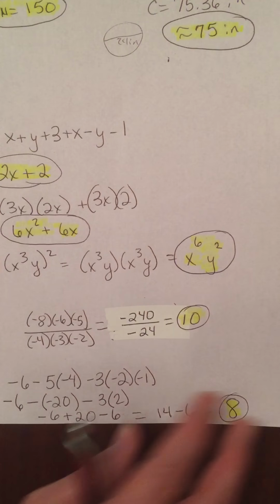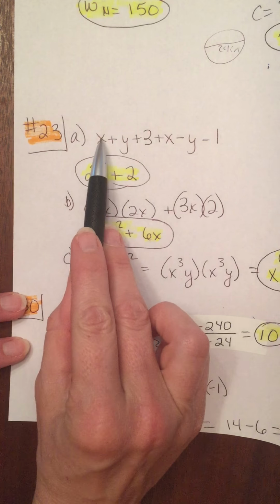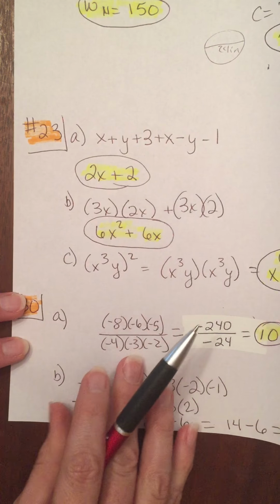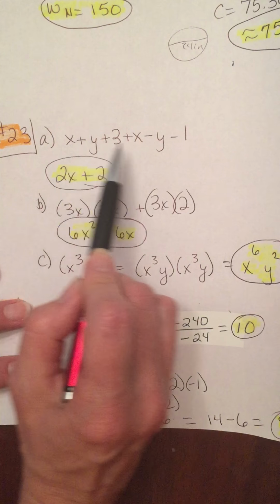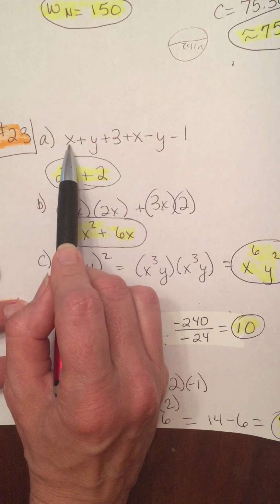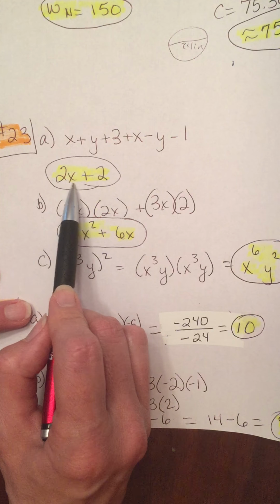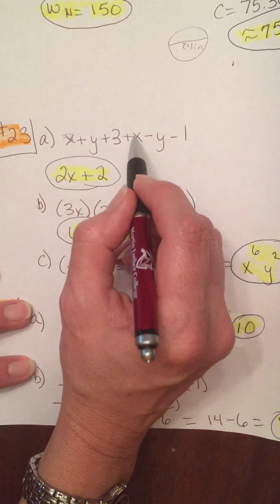Number 23 has several parts. The first part, we're adding x plus y plus 3 plus x minus y minus 1. Okay, so I'm going to collect anything that's like. Well, here's an x, and I've got another x here, so I have one x plus another x. That gives me 2x. So those are done.